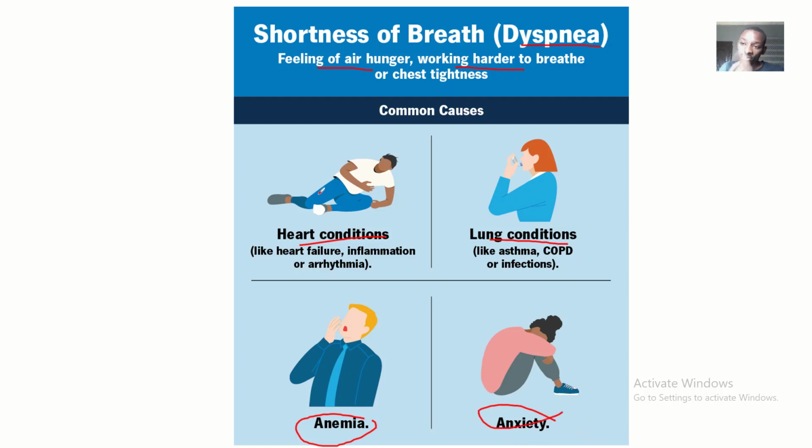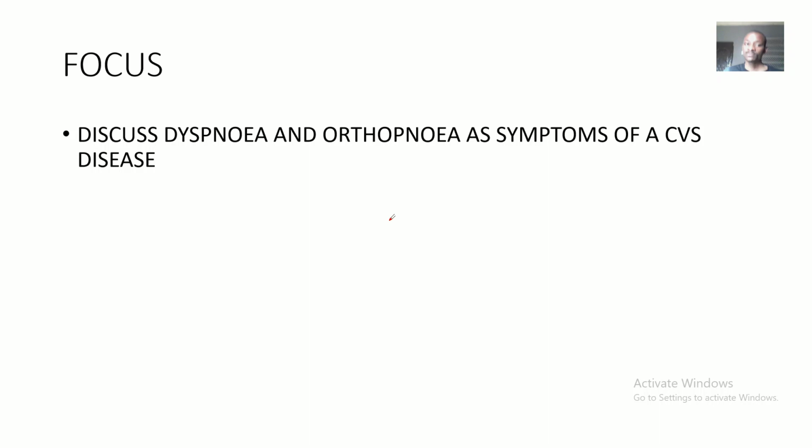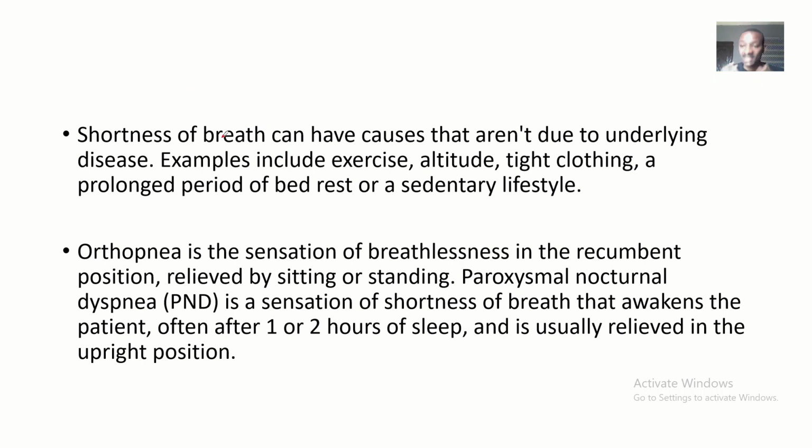But you guys know what brought us here. What brought us here is actually the cardiovascular system, all right? So be focusing on the heart condition. Our focus is to discuss dyspnea and orthopnea as symptoms of cardiovascular system disease. And dyspnea is actually shortness of breath. Shortness of breath can have causes that aren't due to underlying diseases. All right. So examples of causes of shortness of breath are exercise and altitude.